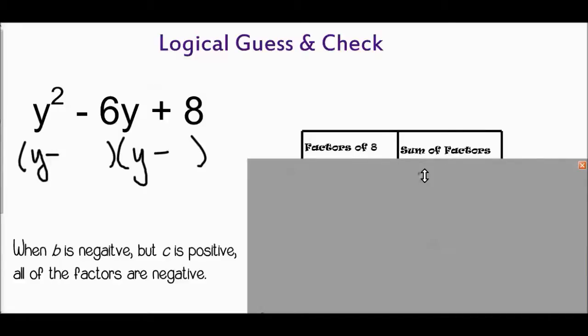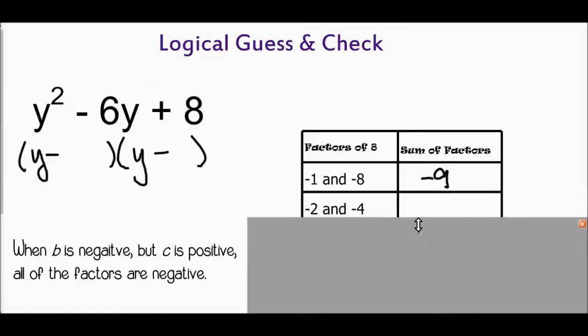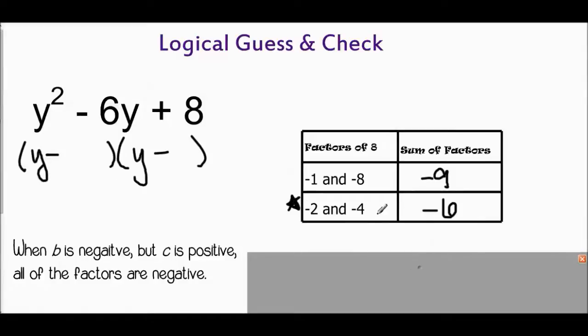So I could have a -1 and a -8. When I add those, I get -9. So that one did not work. Let's try another one. The next set of factors would be -2 and -4. When I add those, I get -6. There is the one that works. So I'm going to have a -2 and a -4.